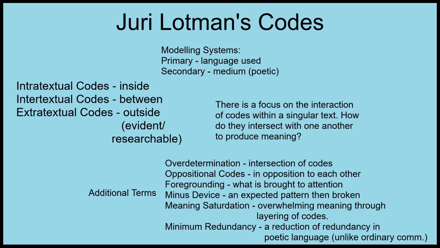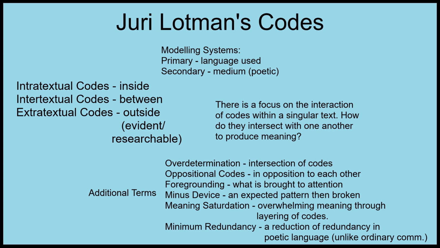Now, if you're writing an essay about this particular theory, a lot of students will just speak about intratextual, intertextual, and extratextual. They might bring up modeling systems, but they won't bring up any of the additional terms, which you'll see at the bottom part of the screen. Those are the very basic things: the intertextual, intratextual, extratextual. We are going to go over them, but you should not only discuss those, because those are really the most basic aspect of Lotman's theory.